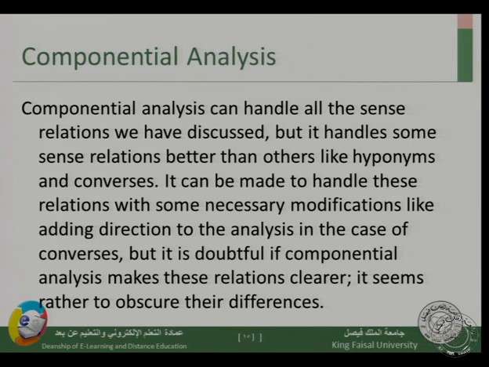If we add these modifications, if we say, well, there is direction in the case of converses, there is a hierarchical way of looking at components when we talk about hyponymy, are we making things clearer or more ambiguous and confusing? Well, it's more likely we are making things confusing when we analyze things. So it seems rather to obscure their differences. So when we do this, we obscure the differences between these sense relations. So it doesn't really handle all sense relations very well.